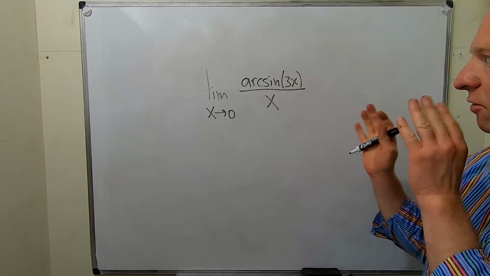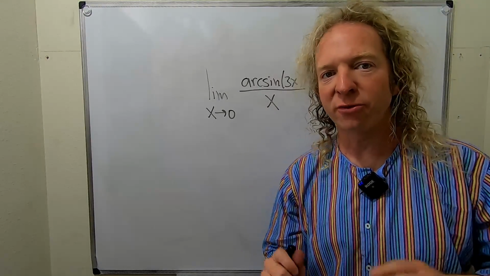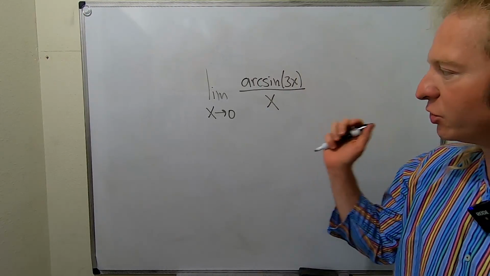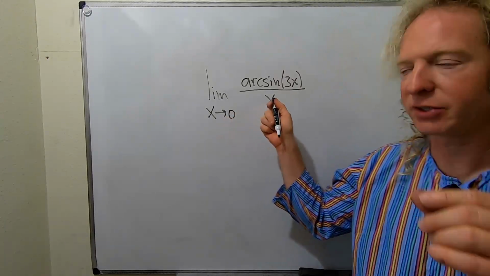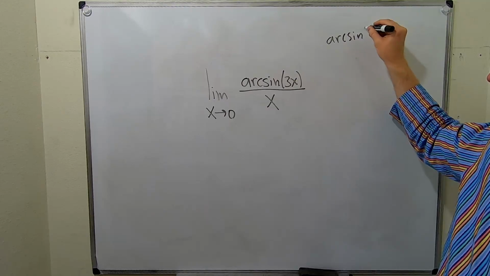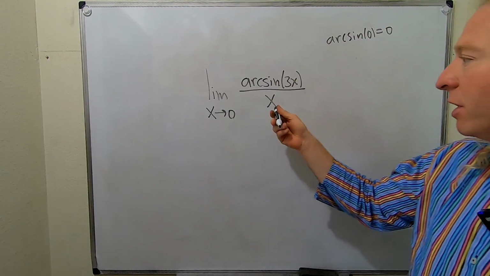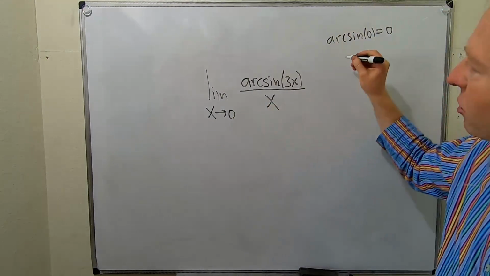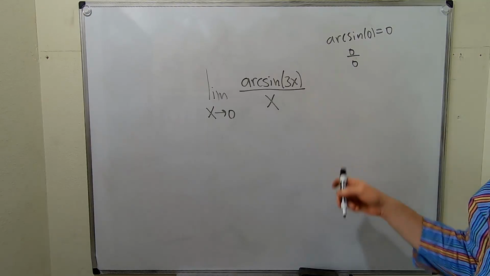In this problem, we're going to evaluate this limit. So in general, the first rule when you're evaluating any limit is to always just take this number and plug it in. Let's do that. If you plug it in here, you get arcsine of 0, which is 0. And if you plug it in here, this number here, you get 0. So no matter what, in this problem, you get 0 over 0.